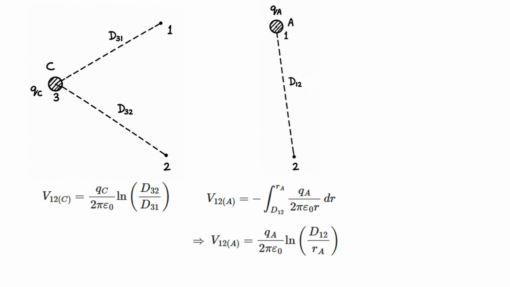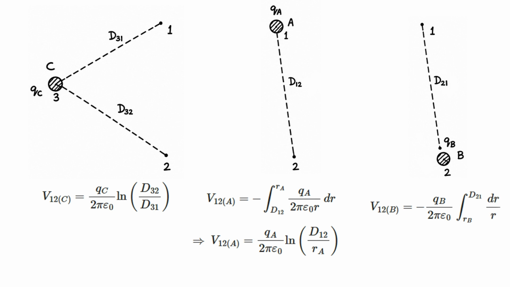Similarly, now let us consider the third case, where only conductor B exists in the system and we have removed conductor A. Now, we will calculate the potential difference or voltage appearing between positions 1 and 2. That will obviously be V_12(B) equals minus Q_B divided by 2 pi epsilon naught into the integration from R_B to D_21 of dr divided by R. And ultimately, this becomes V_12(B) equals Q_B divided by 2 pi epsilon naught into the natural logarithm of R_B divided by D_21.